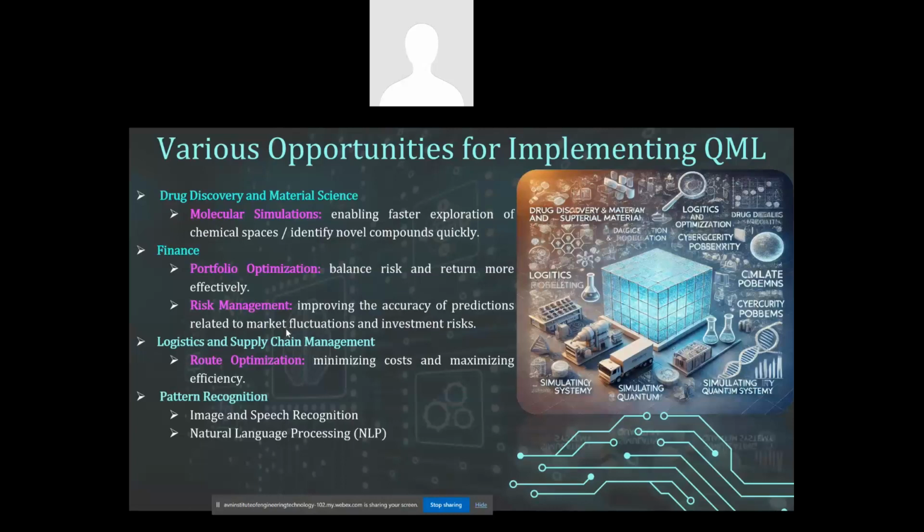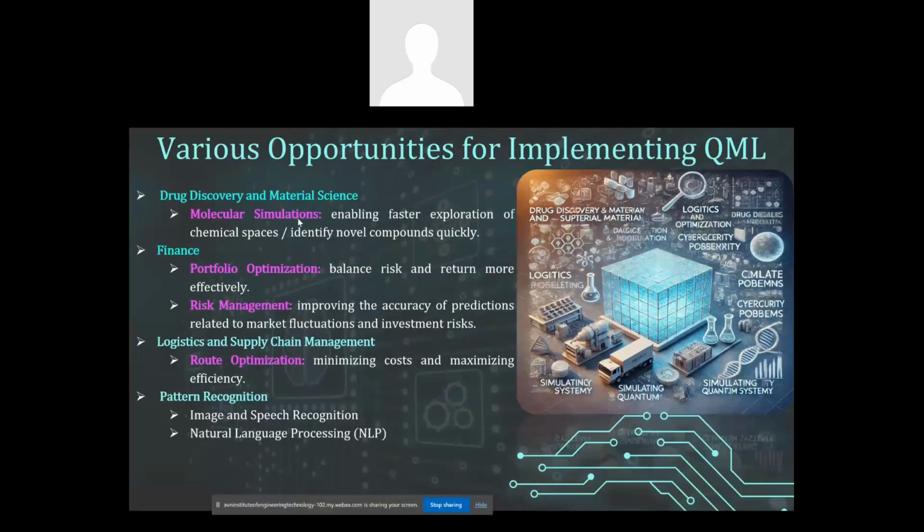So we can see that one. In drug and material science, we have molecular simulations, right? With the implementation of quantum machine learning, we are able to identify novel compounds quickly, and we can make the simulations faster in the chemical spaces, right? This is very much required for drug discovery. So the new drug discovery is there.